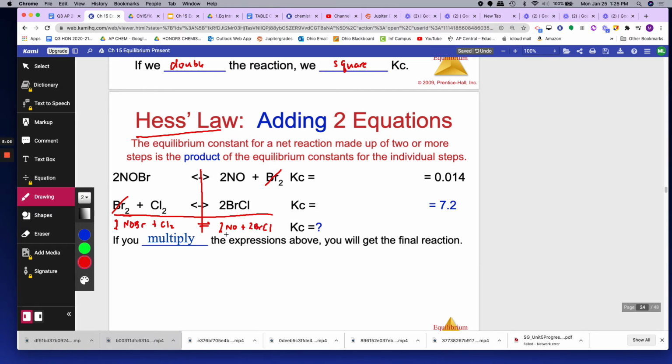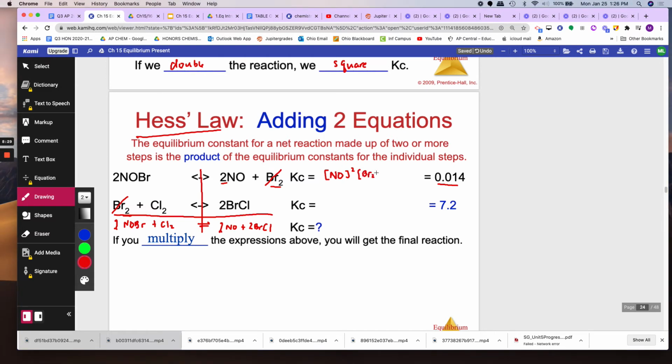Okay, let's say you really want to know the Kc of this reaction, but you can't do it because it happens in these 2 steps. So the first thing you did was you got the Kc of the first step, which is equal to 0.014, and the Kc expression would be NO right here to the power of 2, Br2, you still have to write that, divided by NOBr squared, because of this 2 right there.